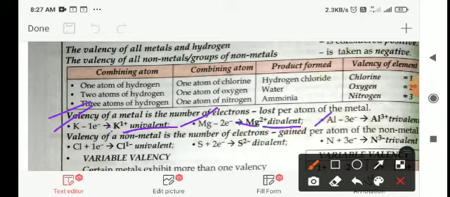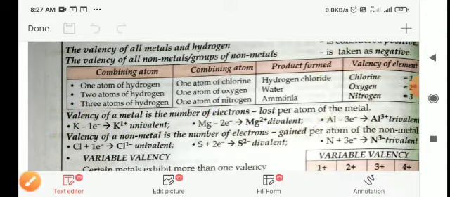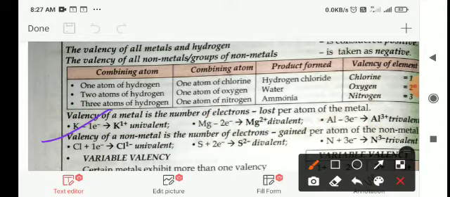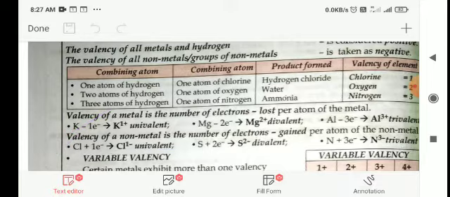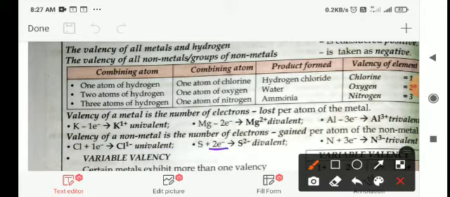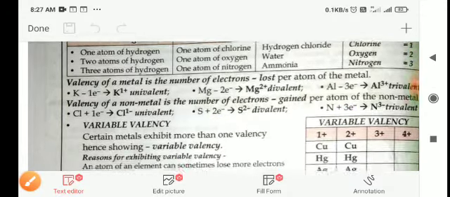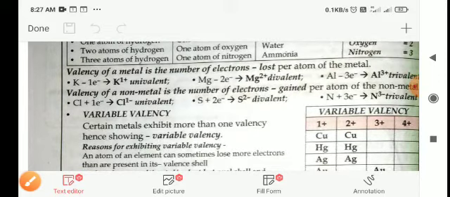And aluminium can release three electrons, so it will carry a plus three charge and it is treated as a trivalent cation. In case of valency of non-metals, it depends upon how many electrons can be accepted by a non-metal. So chlorine can accept one electron, so it will carry a one minus charge. It is also univalent. Sulfur is minus 2 because it can get two electrons, and nitrogen is minus 3 because it can accept three electrons. So these are the valencies of metals and non-metals.